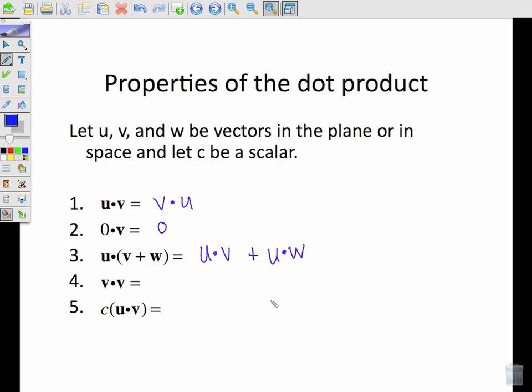If you have the dot product of a vector and itself, it is equal to the magnitude of the vector squared. And finally, the last property: if you multiply the dot product of two vectors by some constant c, it is equal to c times the dot product of u and v. So you just multiply c times one of those vectors.